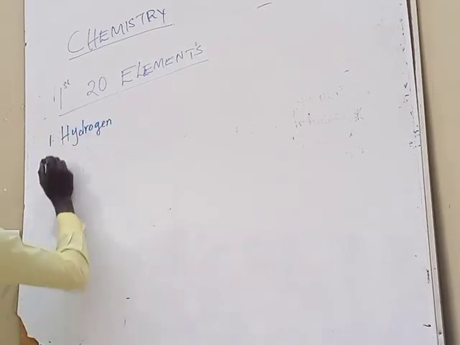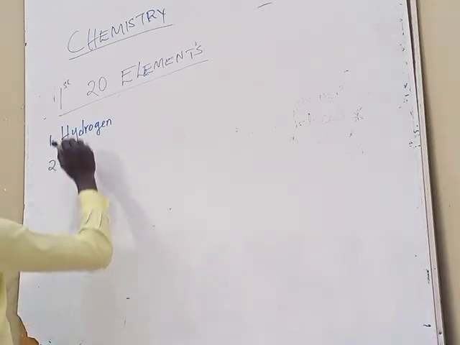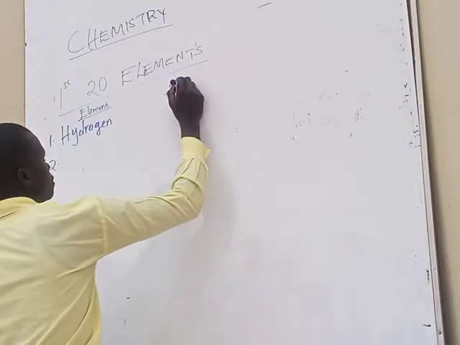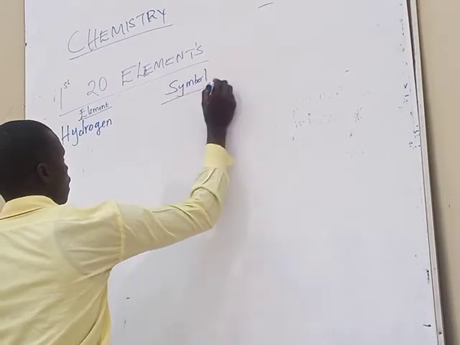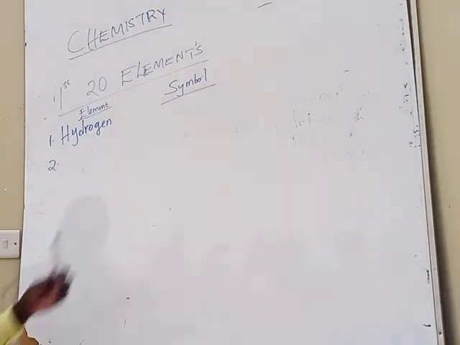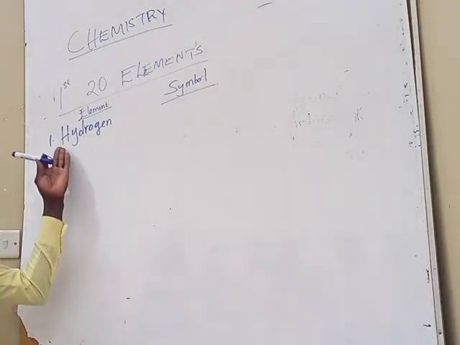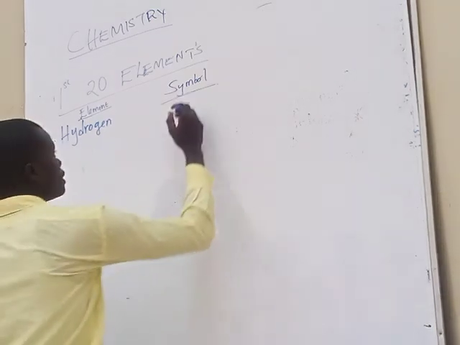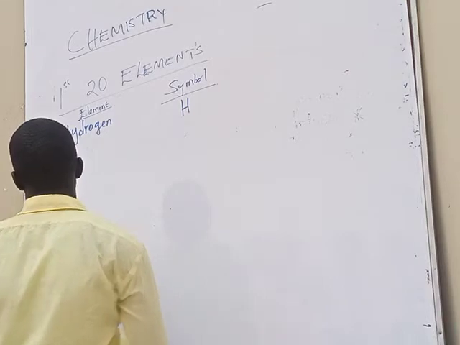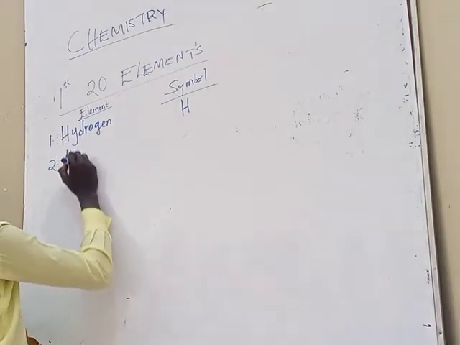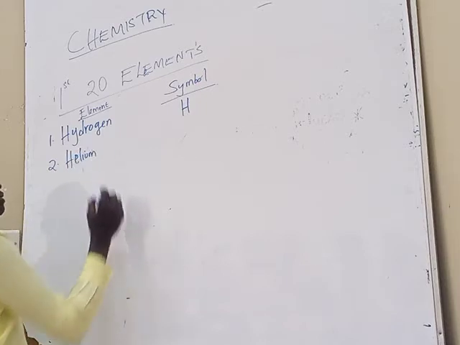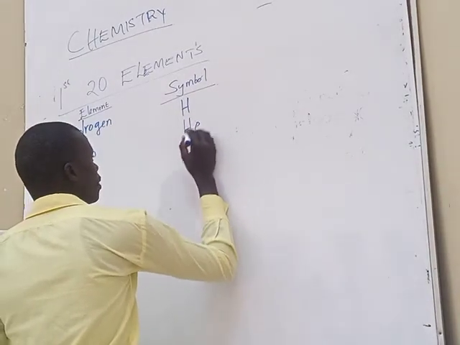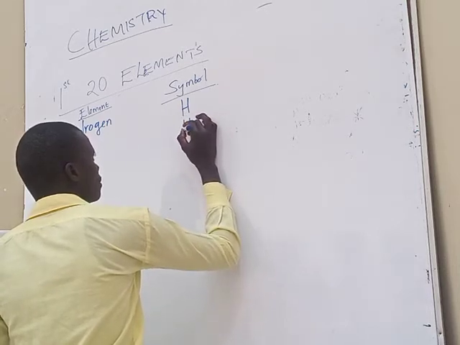The first element is hydrogen, as an element, then we have the symbol. This symbol will help us in writing chemical equations, where we will not use the name in full, but we will only use the symbol. Hydrogen, its symbol is H. Then the second element is helium. Helium is He.